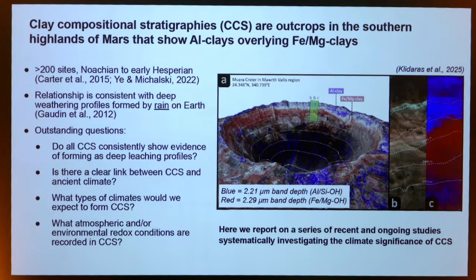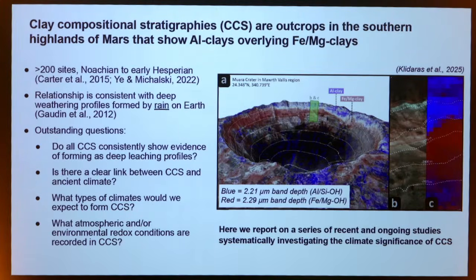here is showing materials with a 2.2 micron band indicating aluminum or silicon bonded with OH. And then below that in red, the 2.29 or 2.3 micron band showing iron magnesium bonded with OH. And so this stratigraphy we see, where we have the blue overlying the red, indicating this difference in clay composition, has been observed globally at more than 200 sites by several groups that have been studying this for many years now.